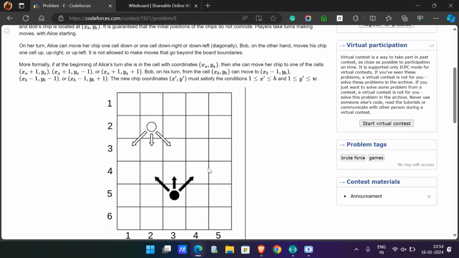Now, Elias could win the game if he places his chip above Bob, and Bob would win the game if he places his chip above Elias. So in that condition, if both the players are playing optimally, then we need to find out who would win the game, or whether there is a draw or not.